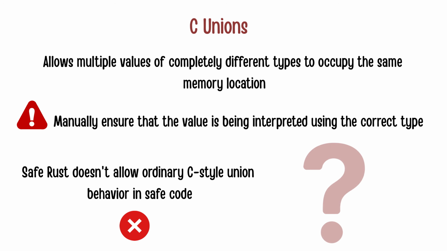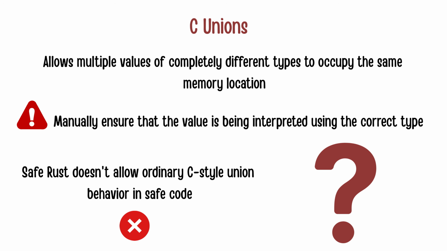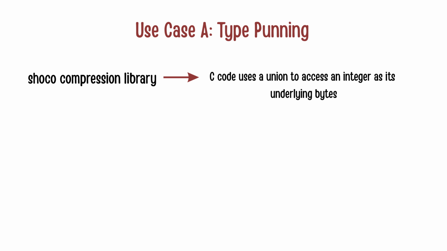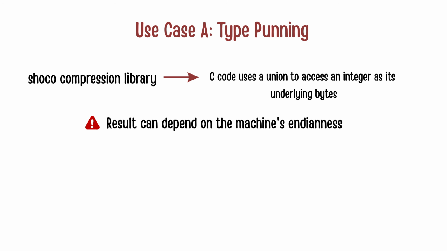So once again, the question becomes, how do we express the same idea safely? The answer depends on why the C program was using the union in the first place. The first use case appeared in the Shoco compression library. The C code uses a union to access an integer as its underlying bytes. This technique is sometimes called type punning. The problem is that the result can depend on the machine's endianness.